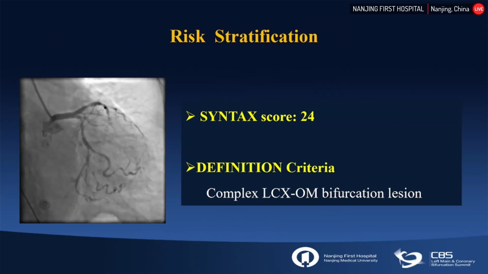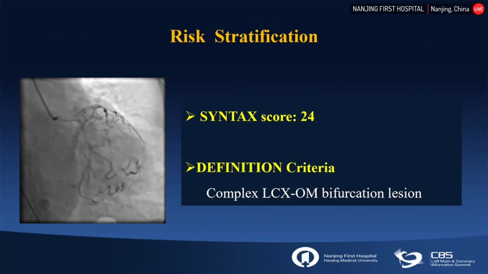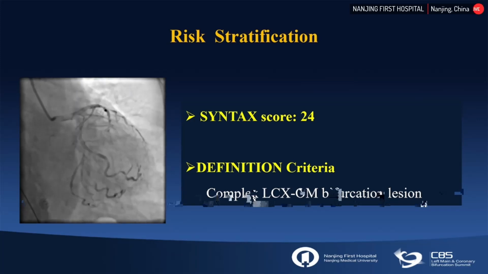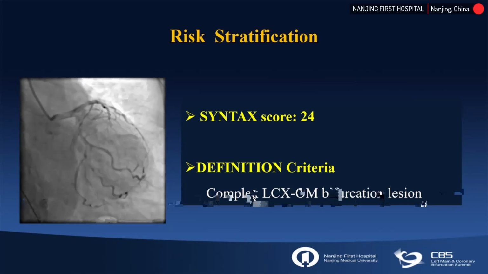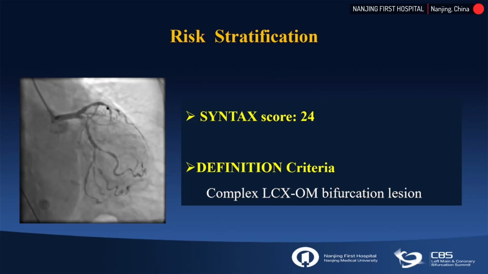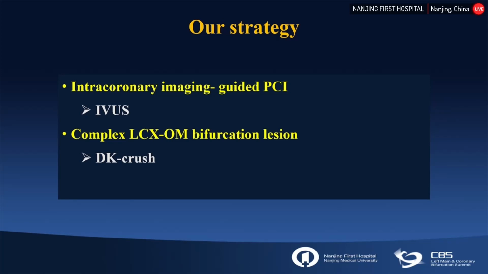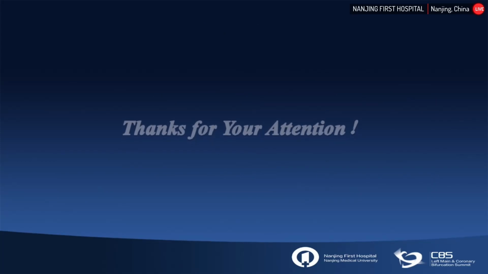The SYNTAX score for this patient was 24, according to the definition criteria proposed by Professor Xu Liangcheng. This left circumflex obtuse marginal bifurcation belongs to a complex bifurcation lesion. Our strategy: we plan to perform IVUS-guided PCI according to the ULTIMATE trial. For the complex left circumflex obtuse marginal bifurcation lesion, we plan to perform DK crush according to the DEFINITION II trial. That's all. Thank you.